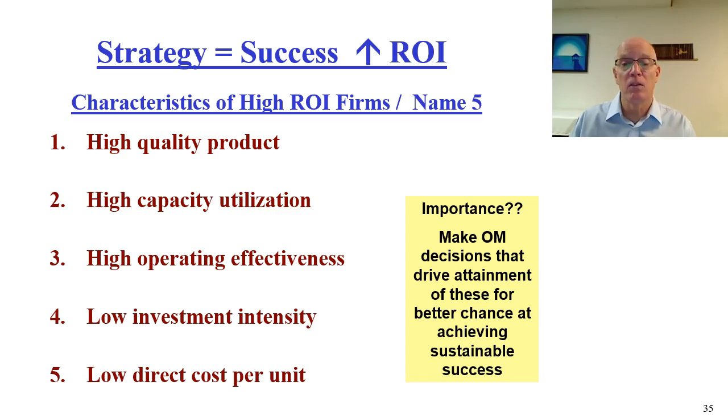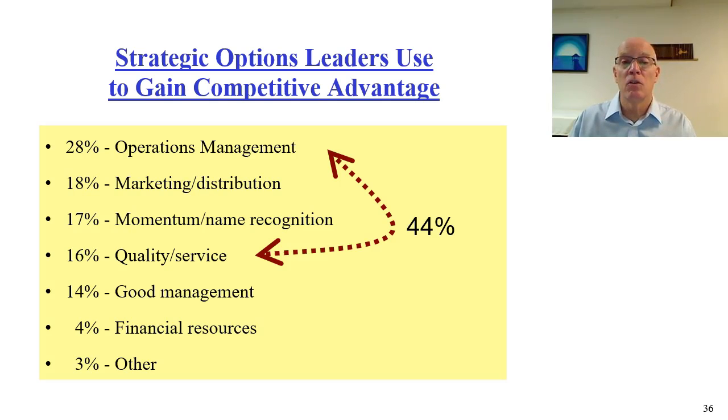So I think about things within operations in terms of high product quality, high capacity utilization, high operating effectiveness, low investment, and low direct cost per unit. Those are some of the key financial metrics that I'm looking at. So, strategic options leaders use to gain competitive advantage.